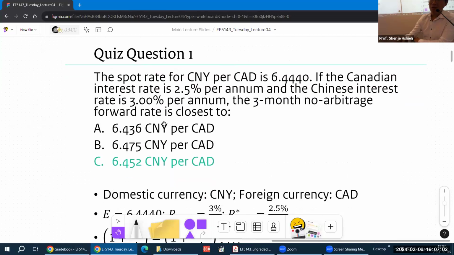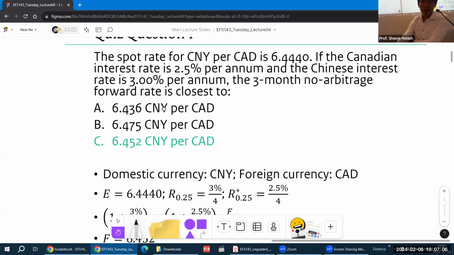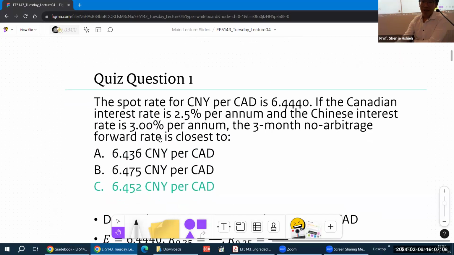Okay, so let's get started. Question 1 of our last week's quiz reads the following. I think this is just a review of the understanding of CIP, how to solve these CIP questions. The takeaway again, the best way to approach this is to first determine which country is the foreign country and which country is the domestic country. Once you establish that, you can assign R and R star, and the rest is just plugging and chugging into the equation, right?